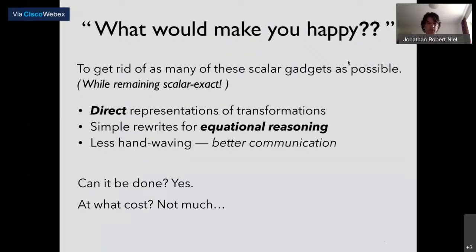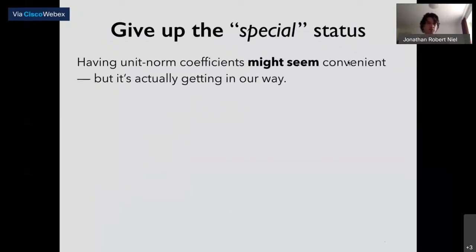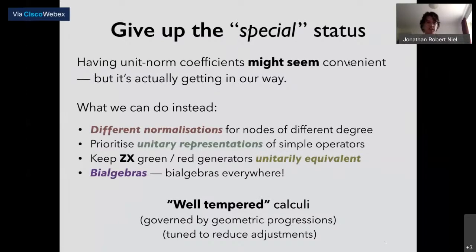Can it be done? Well, yes, it can. What's the catch? Well, there's not much of a catch, actually. All you have to do is give up the special status. Having these unit norm coefficients in the operators for the semantics might seem like a convenient choice, but it's actually getting in the way. What you can do instead is to consider different normalizations for nodes of different degree. Now, there are many ways in which you can do this, so there's a design choice inherent in this.